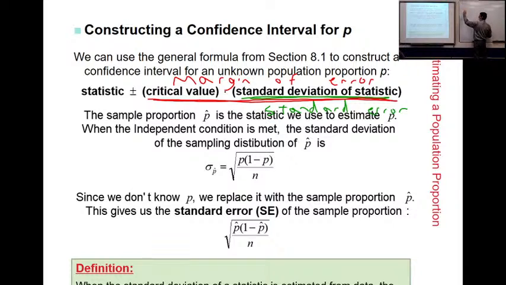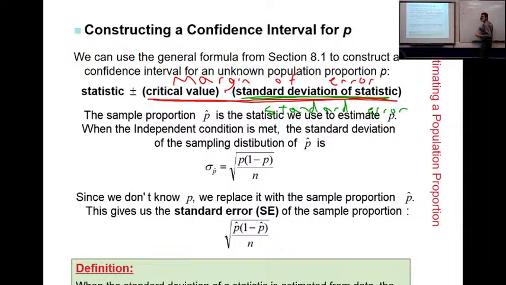P hat was what? The proportion that were red. I'm looking for a number. It should have been listed earlier. 0.426?